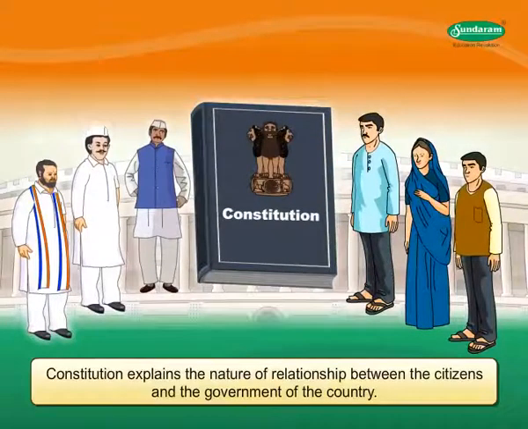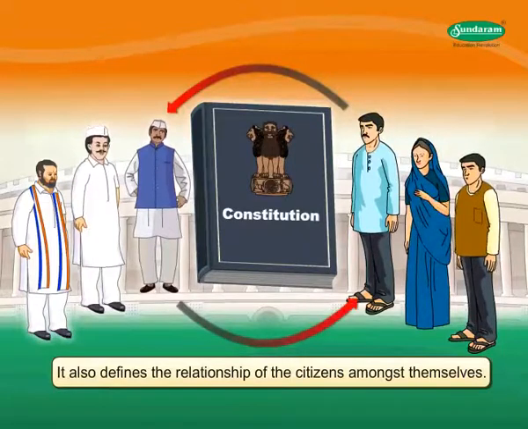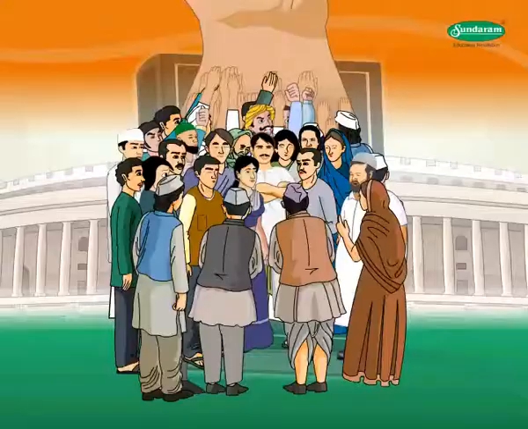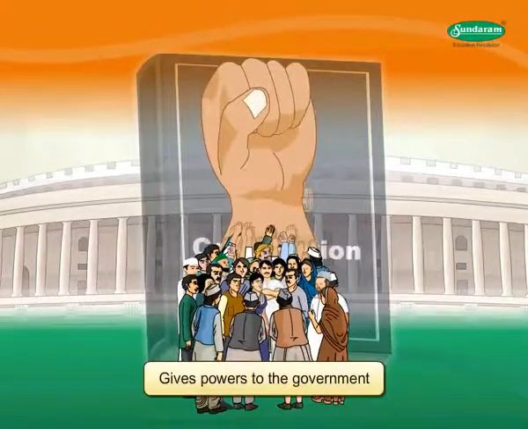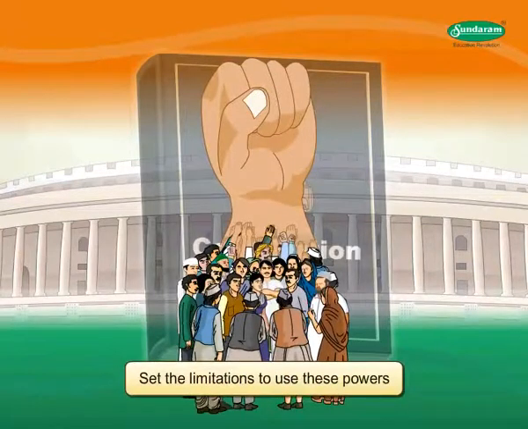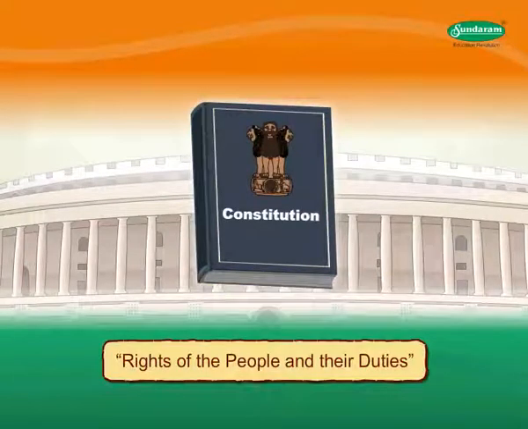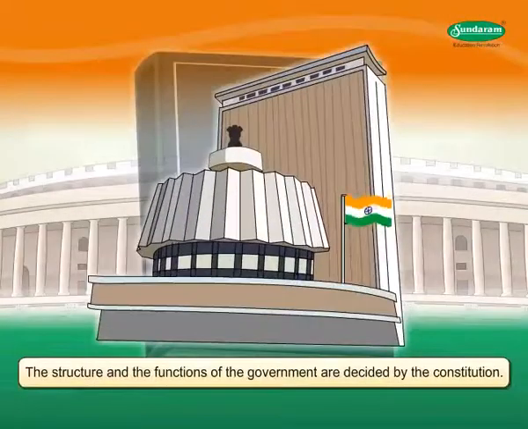Constitution explains the nature of relationship between the citizens and the government of the country. It also defines the relationship of the citizens amongst themselves. The Constitution gives powers to the government and at the same time sets the limitations to use these powers. The provision for the rights of the people and their duties are included in the Constitution. In short, the structure and the functions of the government are decided by the Constitution.